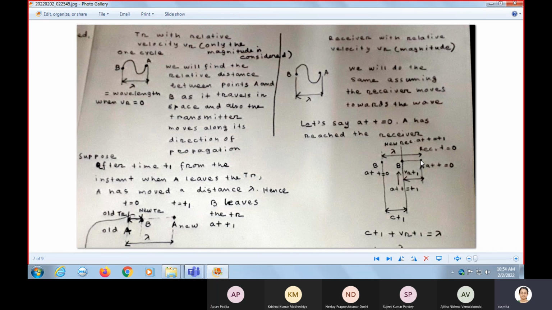Now after t1, the receiver has moved in this direction to this point, and B is also moving. So let's say at this point after t1 they meet. B reaches the receiver at this point. How much distance has B traveled? From here to here it has traveled ct1, and the receiver has traveled Vr into t1, correct? We know that the total distance is lambda. So ct1 plus Vrt1 is equal to lambda, right?